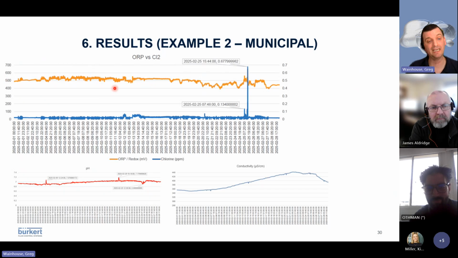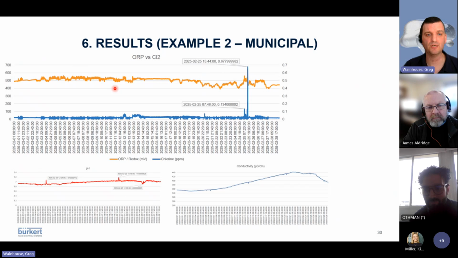But because there's likely a reducing species in there, it's pulling the millivolts in the other direction. So this is another reason why we can't trust ORP to give us a free chlorine or zero chlorine measurement, because it can be easily influenced by other things.